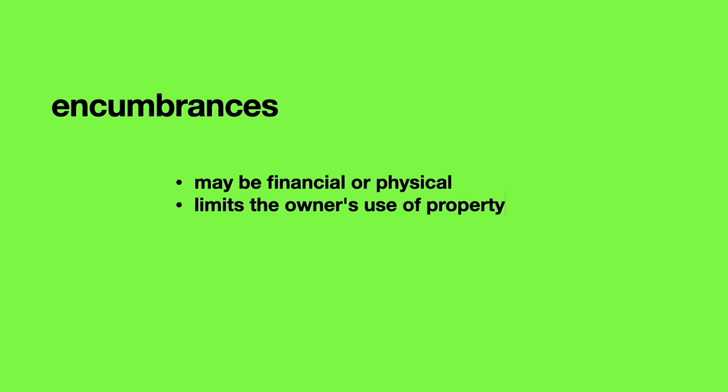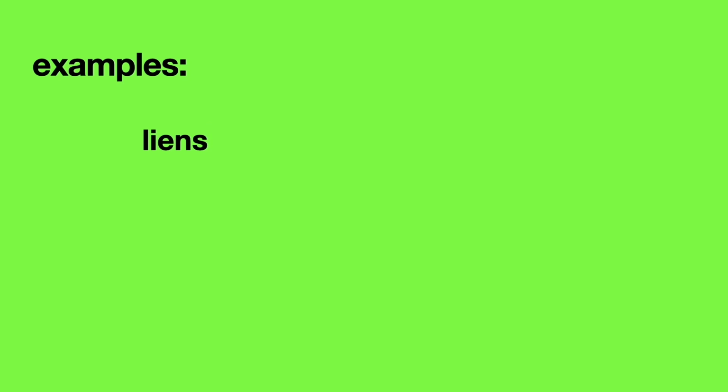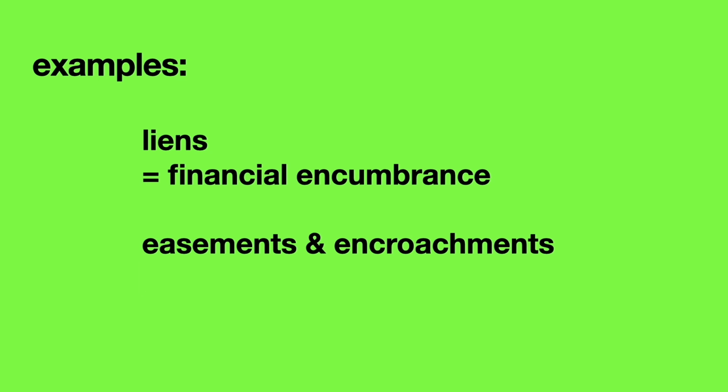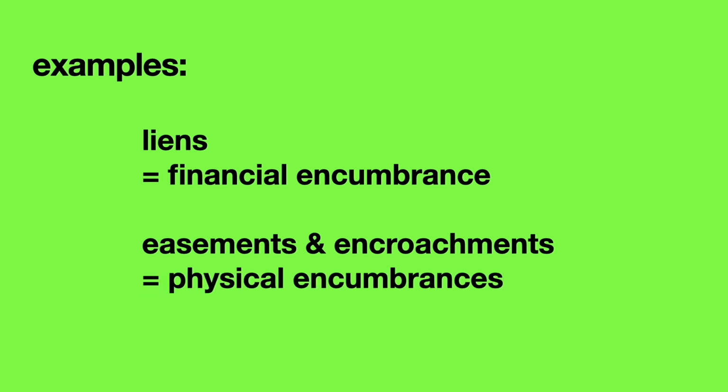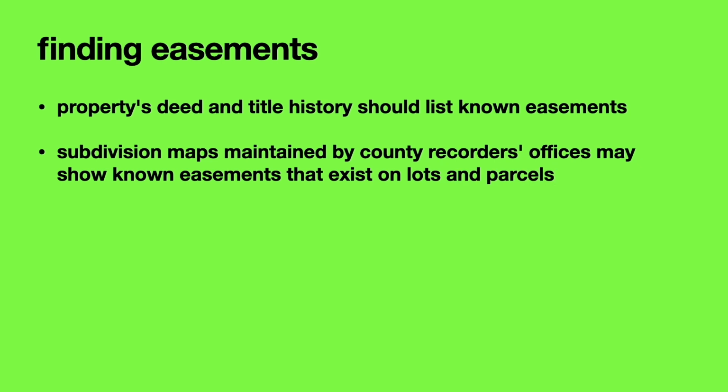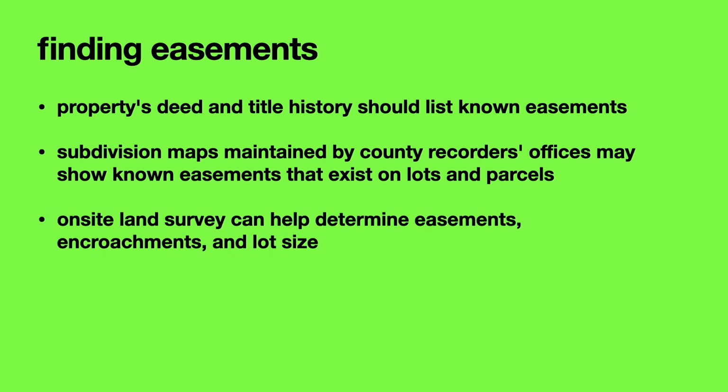Encumbrances. Encumbrance may be financial or physical. It limits the owner's use of property and can affect marketability and value. For example, liens are a form of financial encumbrance, while easements and encroachments are physical encumbrances. The property's deed and title history should list known easements. Subdivision maps maintained by county recorders' offices may show known easements that exist on lots and parcels. An on-site land survey can help determine easements, encroachments, and lot size.